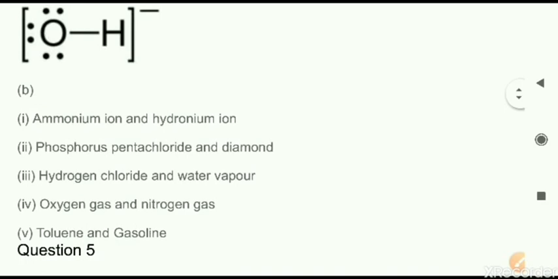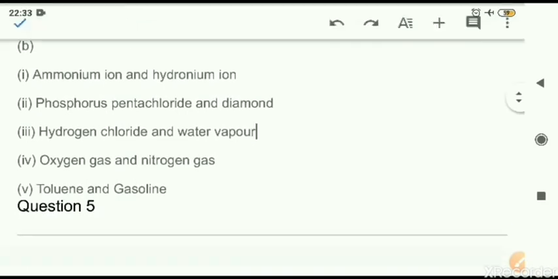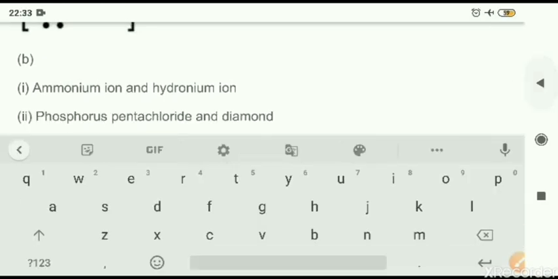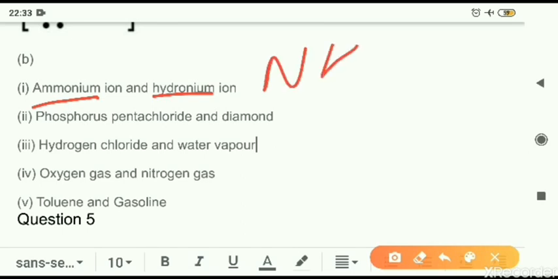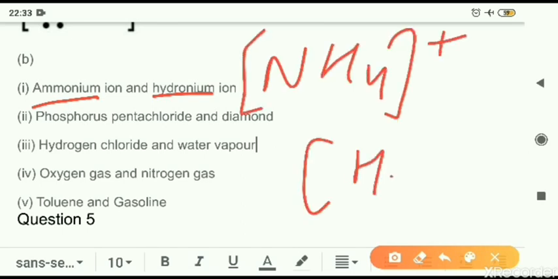Now let us see the B part. Two examples they have asked. In the first part they have asked coordinate bond compounds. So two examples are given there. One is ammonium ion, second is hydronium H3O+ ion. These both are having coordinate bonding. One is ammonium NH4+, second one is hydronium H3O+.